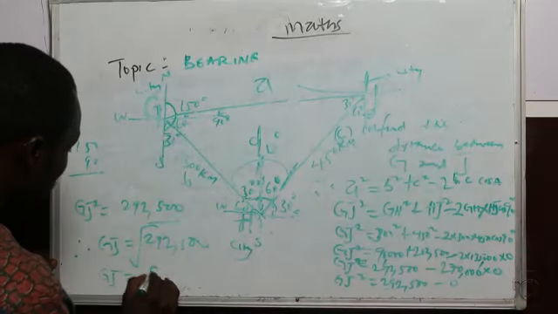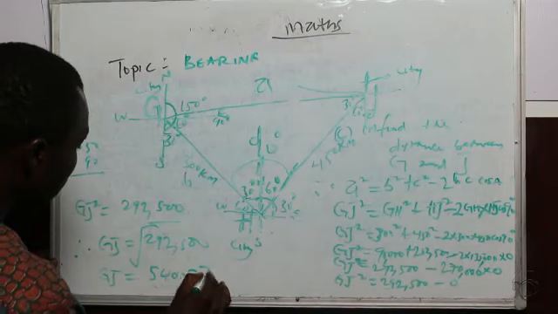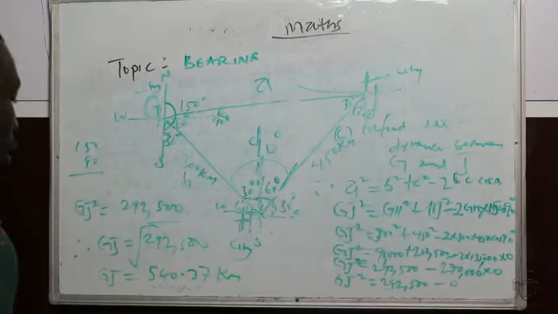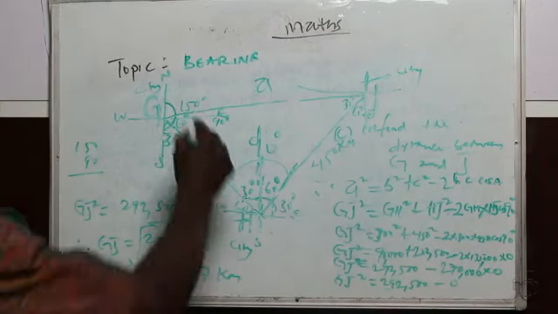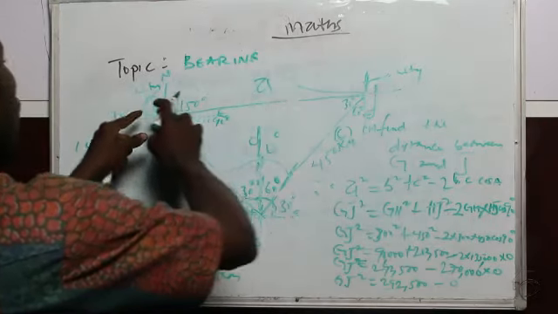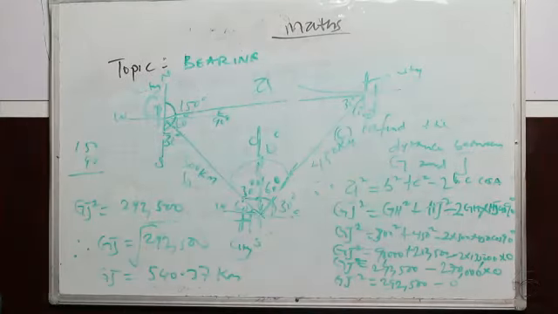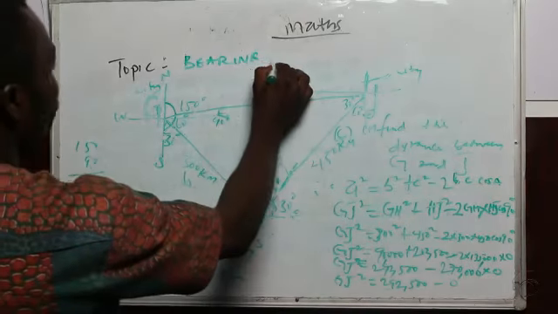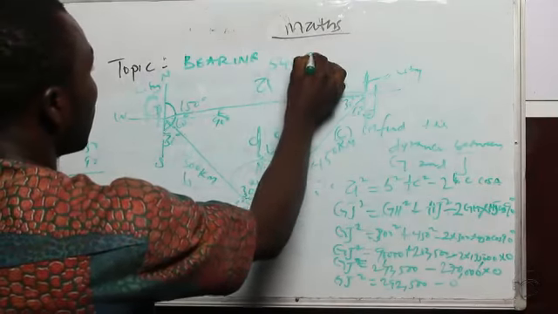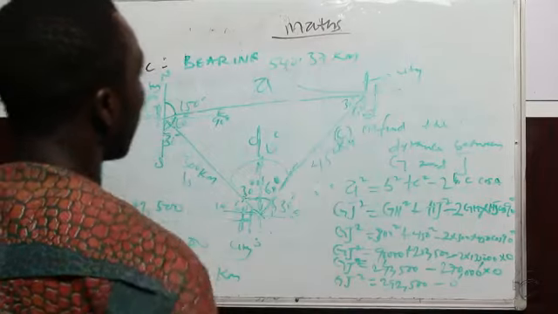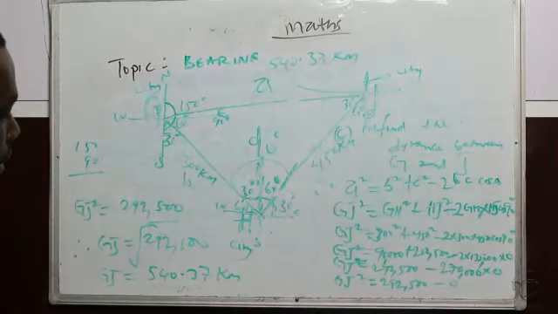540.37 kilometer. Remember, you have to put your unit because that's the distance they asked us to find from city G to city J. That's the distance. So we have 540.37 kilometer.